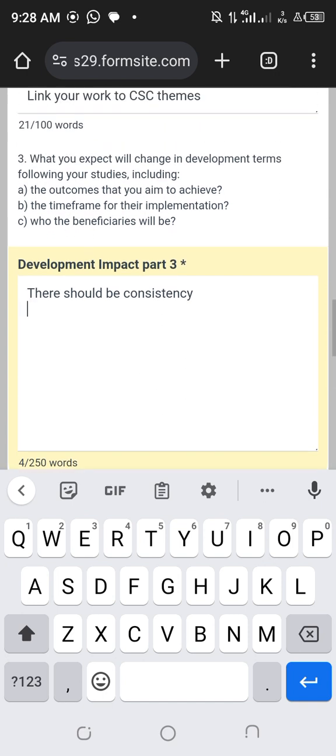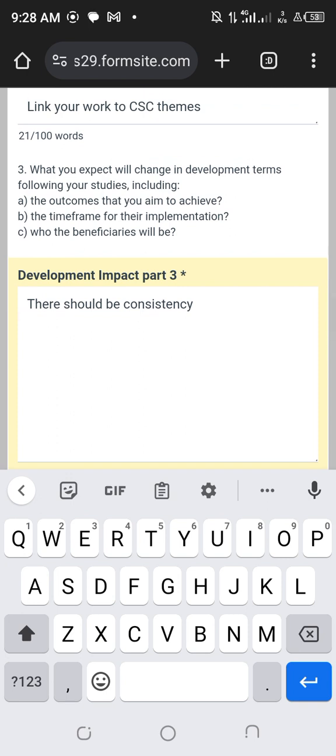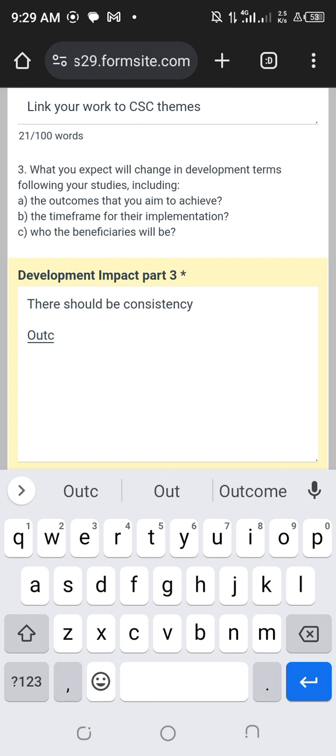Okay. So in this development impact part 3, you are requested to talk about the outcomes. What will be the outcome of this project or when you come back and you start working? What will be the outcome? The first one is the outcome. What will change? This study, this knowledge, these skills you're going to acquire from your study. What will it change? Mention those things that it will change.